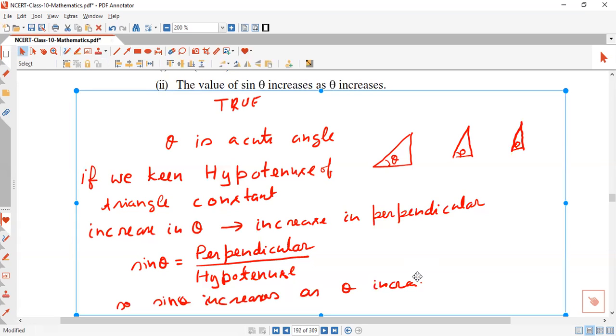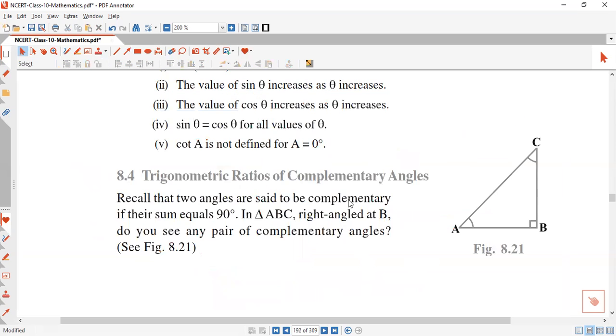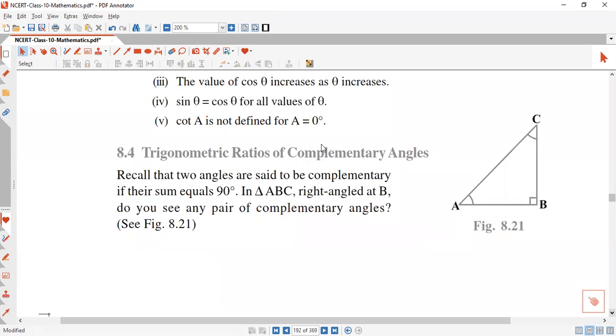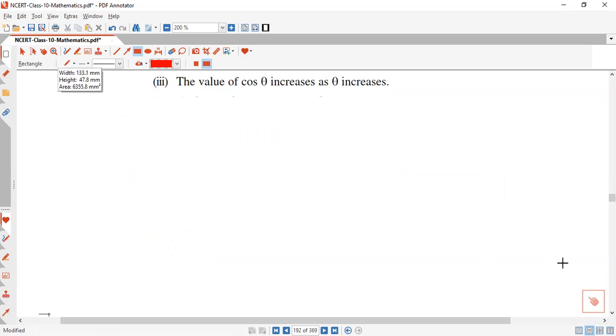Now we are saying the third part: the value of cos theta increases as theta increases. No, it's false. This is a false statement. The cos theta, in fact, decreases as theta increases.